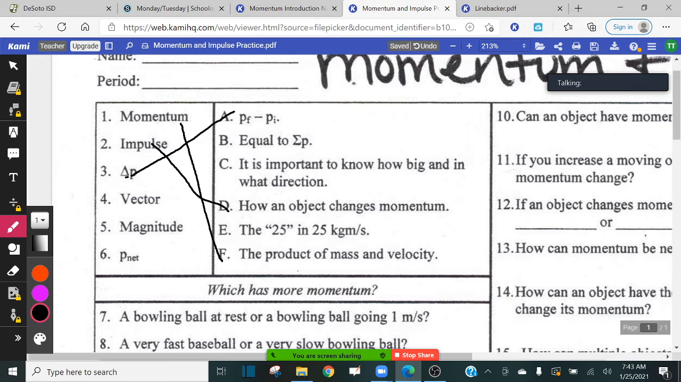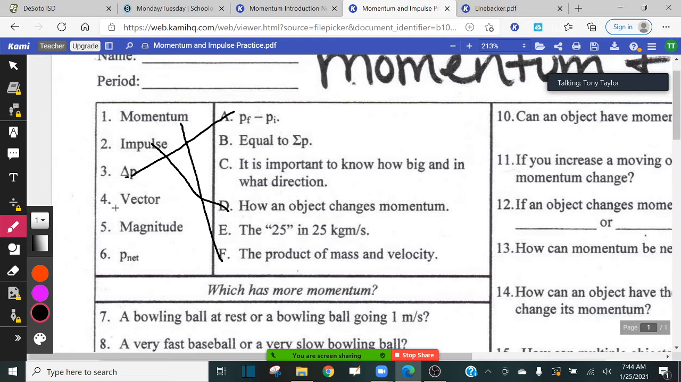Again, guys, we're just going over some definitions. Look at number 4, vector. What exactly is a vector? Well, a vector is something that has both magnitude and direction. For example, at the beginning of the school year, whenever we talked about velocity, velocity would be an example of a vector. Velocity depends on how fast an object is going, and it depends on what direction it's traveling in. We call that a vector.